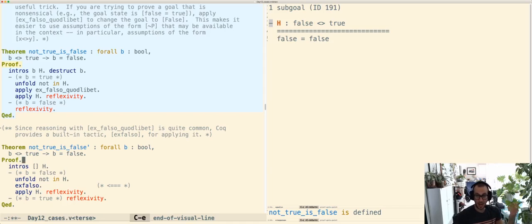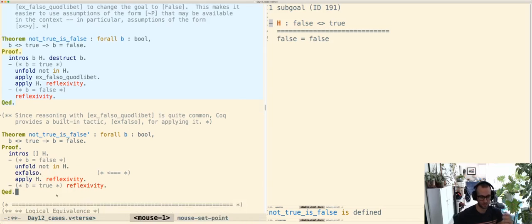Okay, this is a common enough thing that in fact Coq provides a tactic ex falso, so you don't need to prove a lemma like ex falso quod libet. You can just use that tactic ex falso. Kind of whatever. Up to you which one of these you do. I just want you to know about it. It's a nice shorthand.